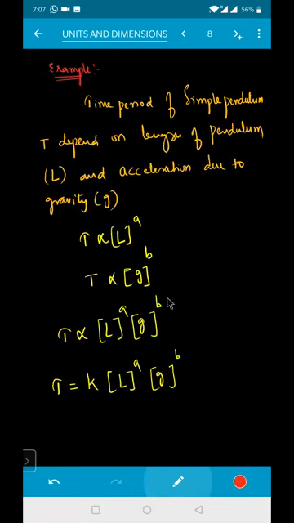Okay. Now tell me, what are the dimensions of time? This is nothing but the time period only, no? So the dimensions of the time period will be equal to how much? M0 L0 T1.